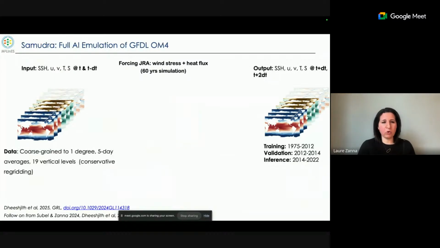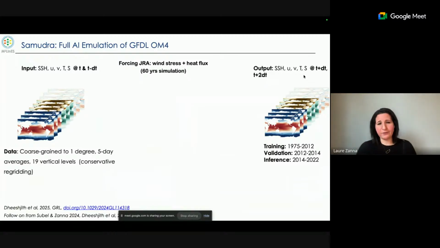Okay, a more granular view of what we're doing. Our full ocean emulator is called Samudra. As I mentioned, we're going to use the state variables of the ocean themselves, but our input is going to be the current time step and the previous one, and the output is going to be the next 2 time steps. So we call it 2 in, 2 out prediction. We can think of it as learning the rate of change of the variables, so you can think about this as accelerations or tendencies of the models.